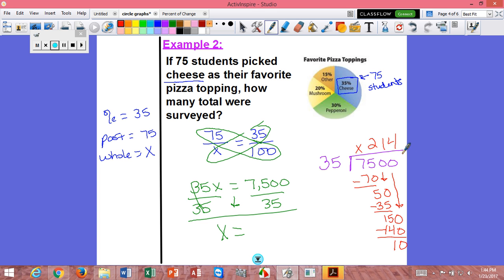Now, I'm going to add a decimal and a 0. Okay. And then 35 could go into 100 2 times. Now, this is asking how many total students were surveyed. So obviously we're not going to have part of a person. So that means that this percentage was rounded whenever they worked this out. So we want to take this value and round it to the nearest whole number, and that would be 214. So approximately 214 total students were surveyed.